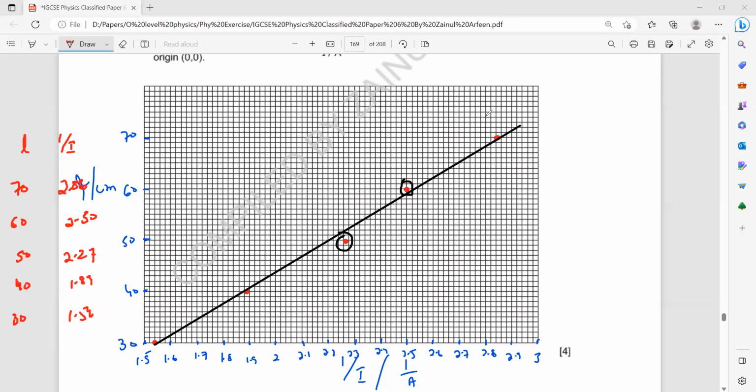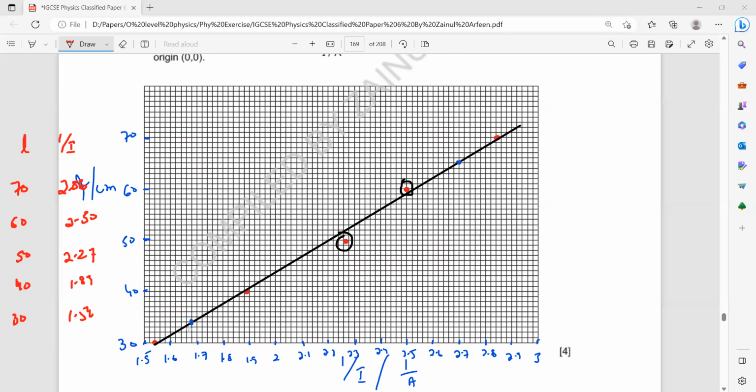And when you're finding the gradient, you have to show your working of finding the gradient. Whenever you're finding a gradient, try to take a maximum spacing between the points. The distance between the points, try to maximize that. So for example, if I take this point, and the second point is this one.